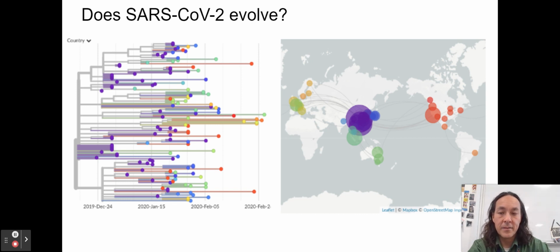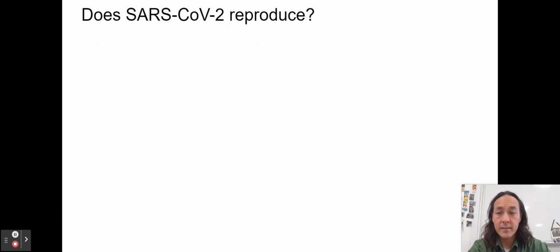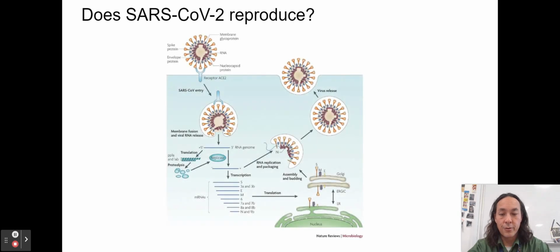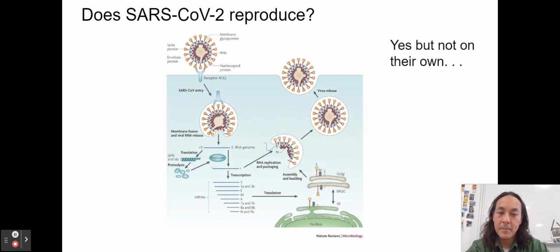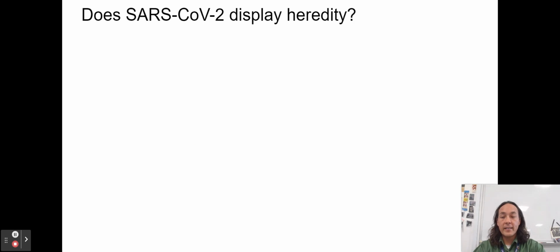And this is a good example of a phylogenetic tree of the virus over time. Does it reproduce? Sure does. It makes lots of copies of itself, but can it do it on its own? Not really, right? It has to use your proteins inside of your cells. It can't just go and make copies of itself without your building blocks and your machinery. It'd be like if you wanted to make a sandwich, but you didn't have a kitchen, so you had to go use your friends'. Does it display heredity?